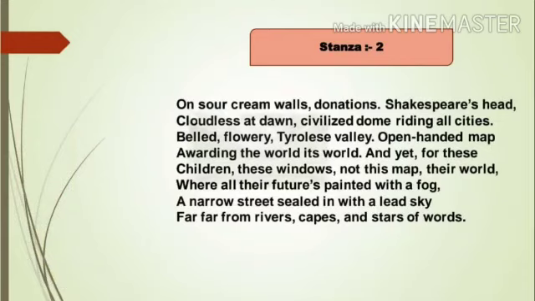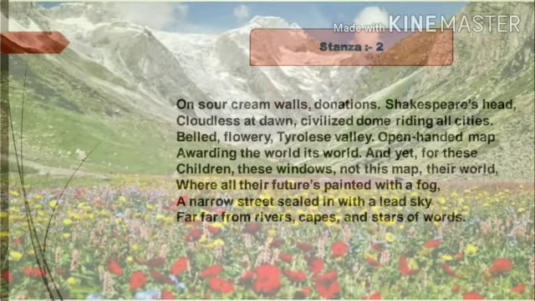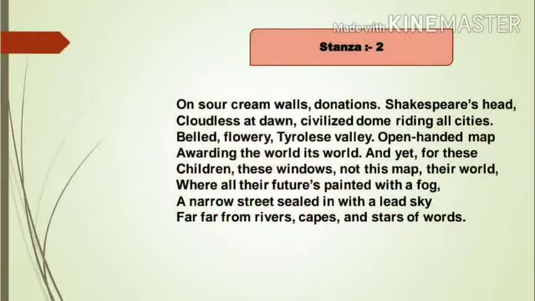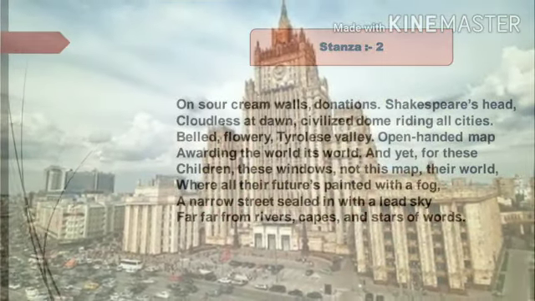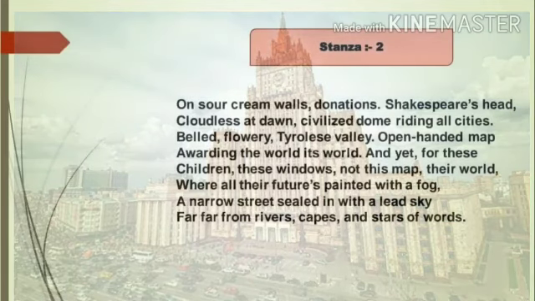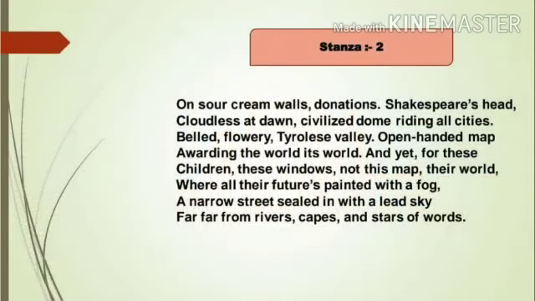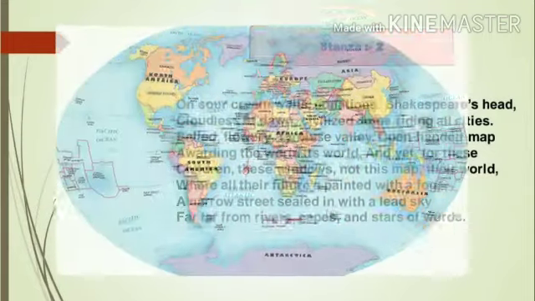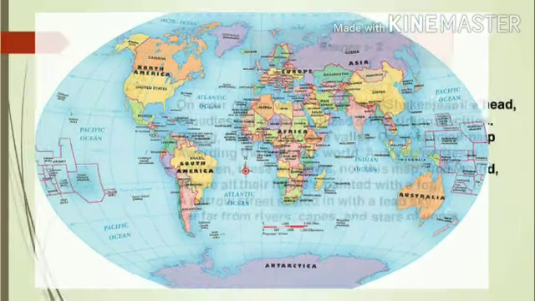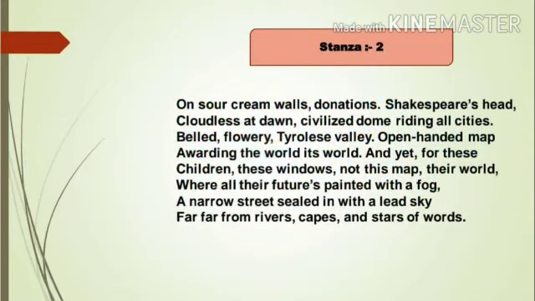Belled, flowery Tyrolese valley. Open-handed map awarding the world its world. In the early morning, the sky is cloudless. High domes of buildings of civilized world shine in every city. Music of bells and fragrance of flowers prevail in Tyrolese Valley. The Tyrol Valley is situated in Austria. The map of this world is made and reshaped by those in power, the dictators like Hitler. They partition it apart and impose their world on others.